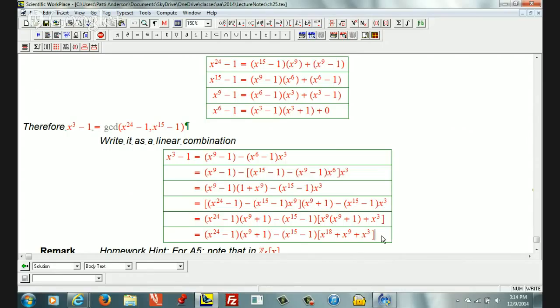x cubed minus 1 equals x cubed minus 1. That's what you want it to equal. But that's as far as we want to go. This is some polynomial. You want it in terms of your beginning two polynomials.